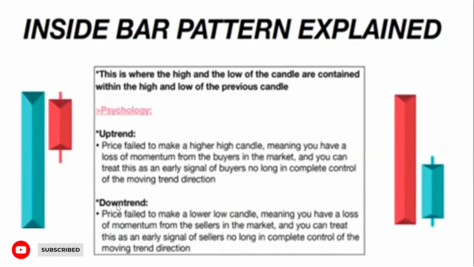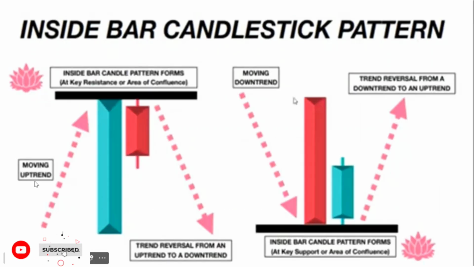Now down to the downtrend. The price failed to make a lower low candle, meaning you have a loss of momentum from the sellers in the market, and you can trade this as an early signal of selling no longer being in complete control of the moving trend direction, just as I showed you guys over here.